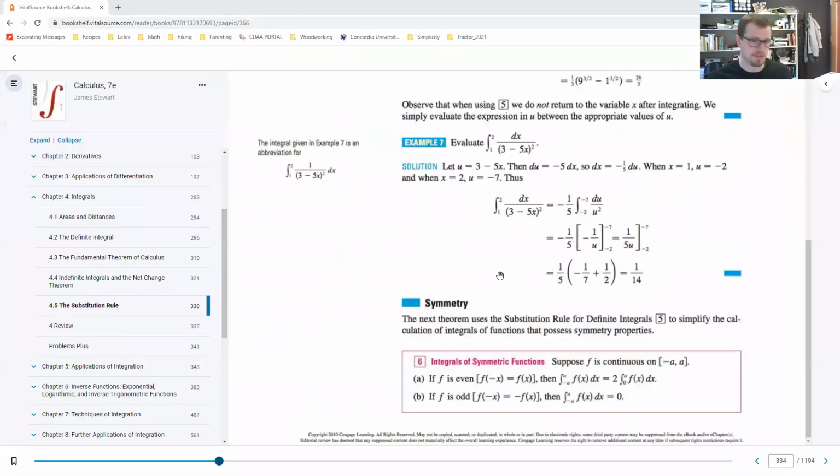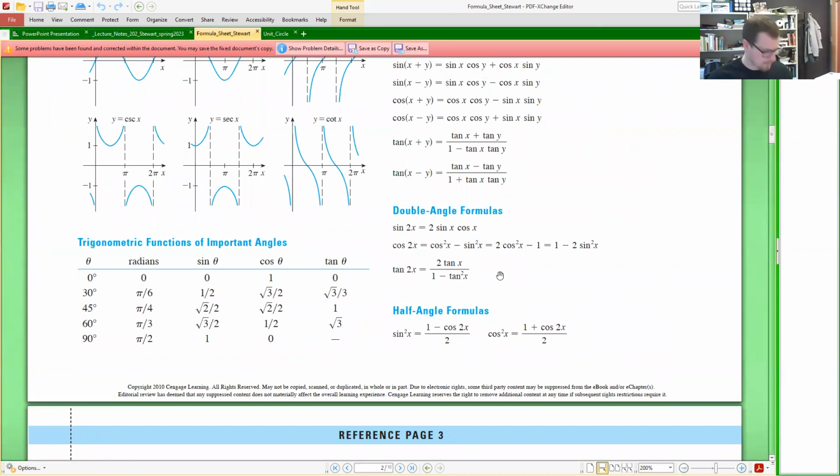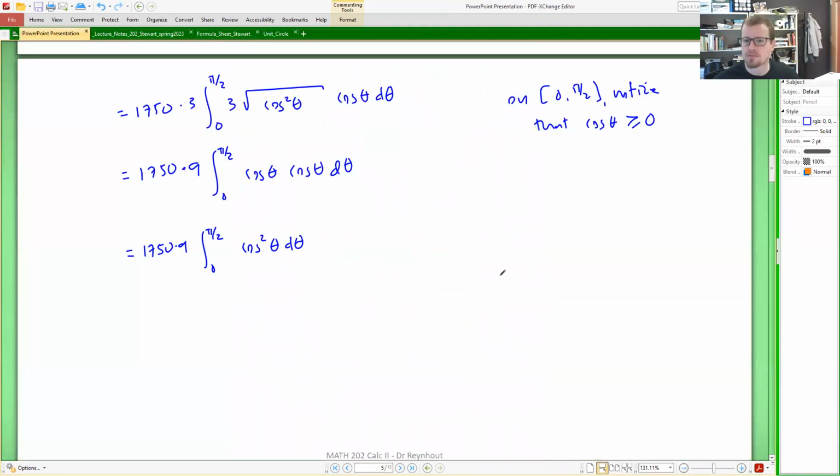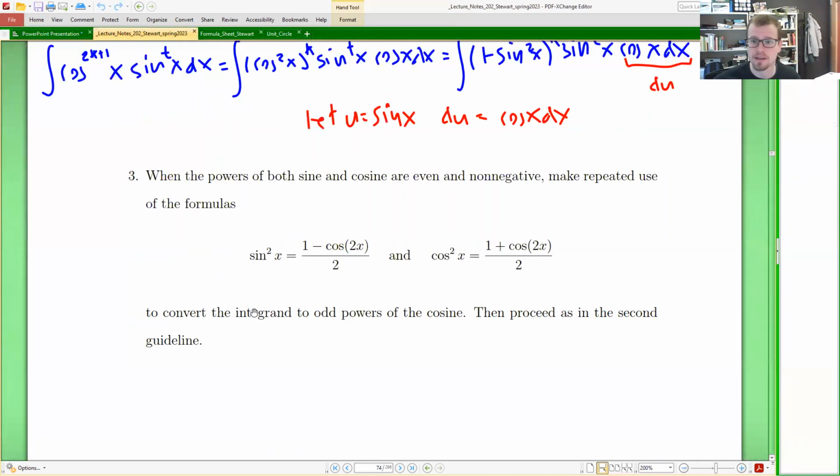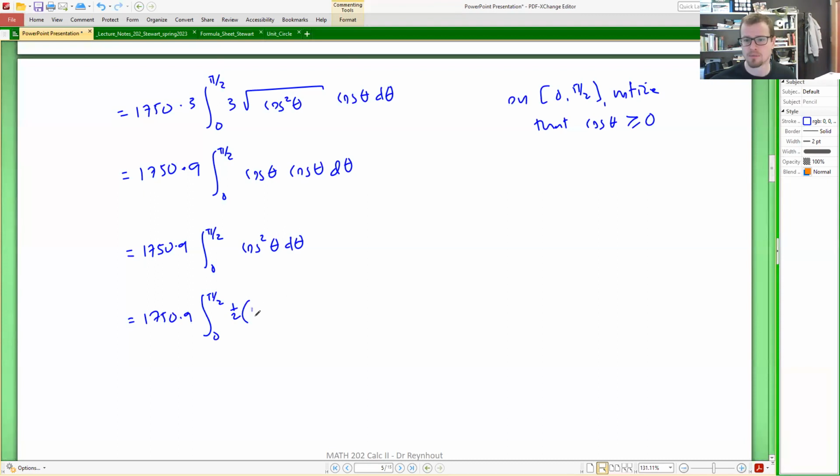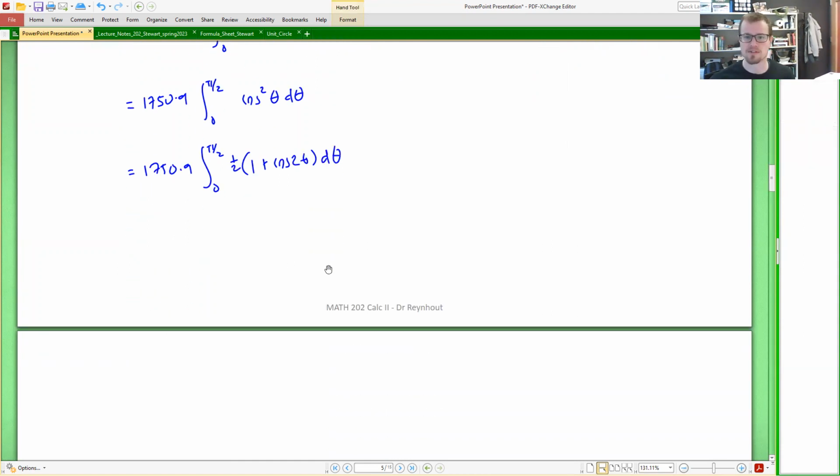I'll write that a little bit differently. So 1,750 times 9 times the integral from 0 to pi over 2. So rather than having that whole thing over 2, I'm simply going to call it 1/2 times the numerator, 1 plus the cosine of 2 theta. And now I can integrate these things without any concern.